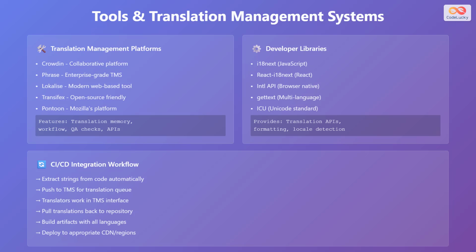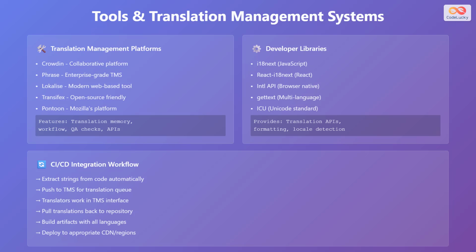Developer libraries including i18next for JavaScript, react-i18next for React applications, the native Intl API available in browsers, gettext for multi-language support, and ICU for Unicode standards provide the runtime functionality needed in your application. These libraries handle translation retrieval, parameter interpolation, pluralization logic, and locale detection.